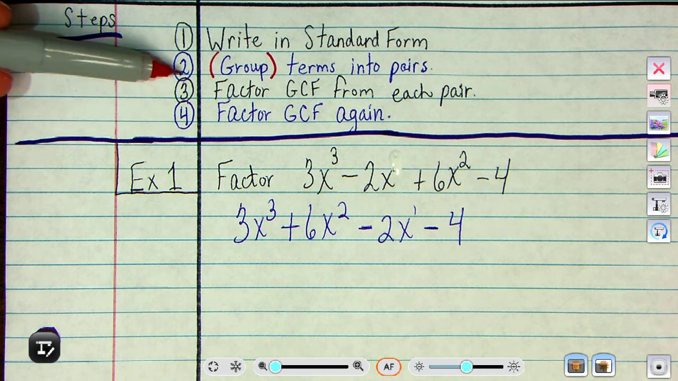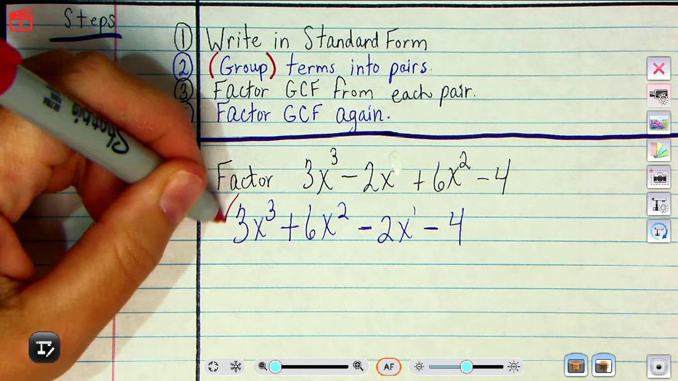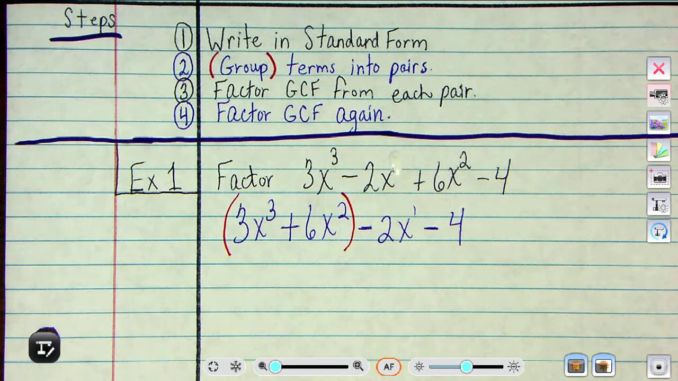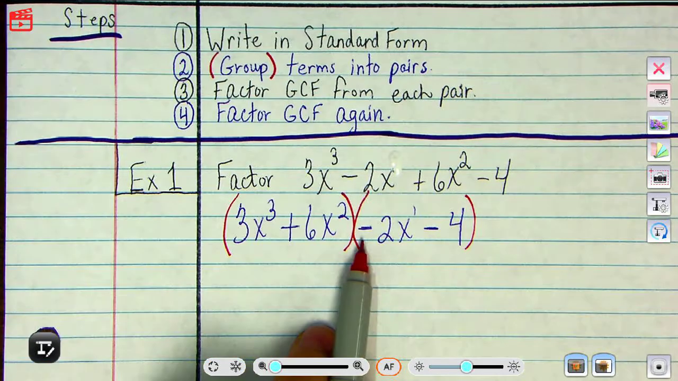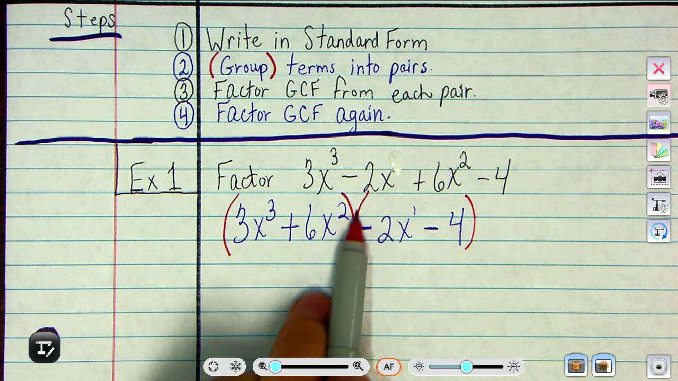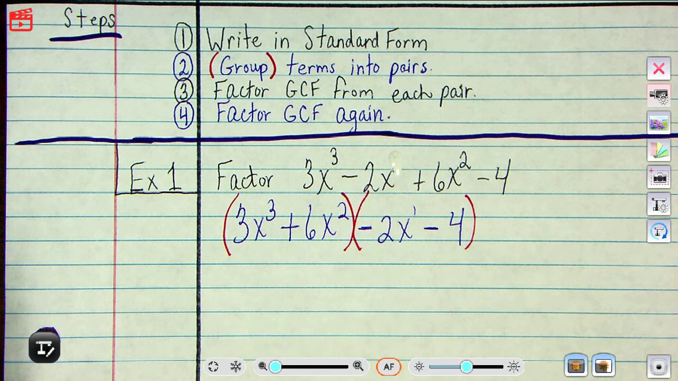Second step says to group them into pairs. So I'm going to put parentheses around the first pair and then parentheses around the second pair. Notice where I put this parenthesis. I put it in front of the minus sign. So whatever sign is with that third term, put the parenthesis in front of that sign, whether it's a plus or a minus.